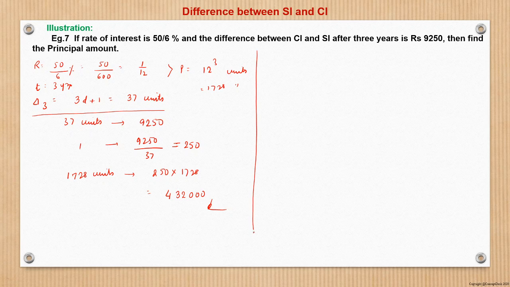Now I try with the generic approach also. Now see, let us assume the principal is P, and the rate we have been given as 1 by 12. So we can say that SI will be what? In generic terms we can write here.